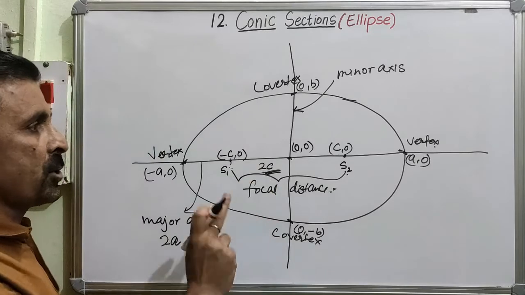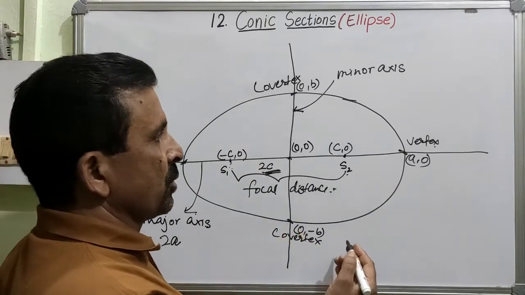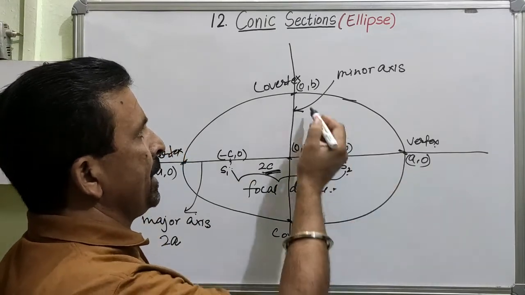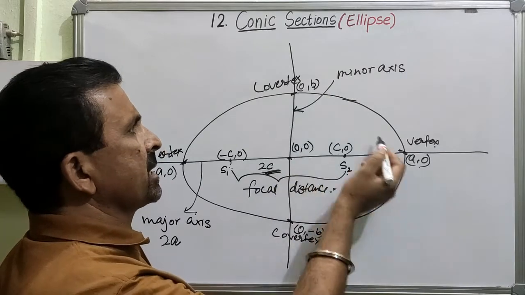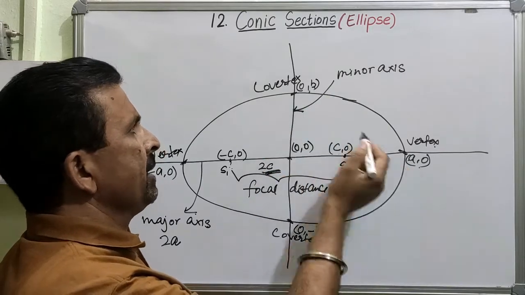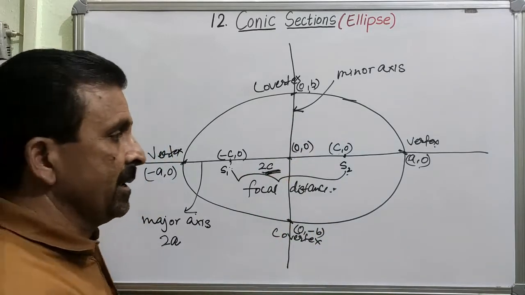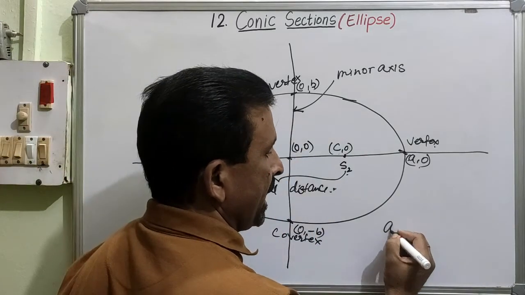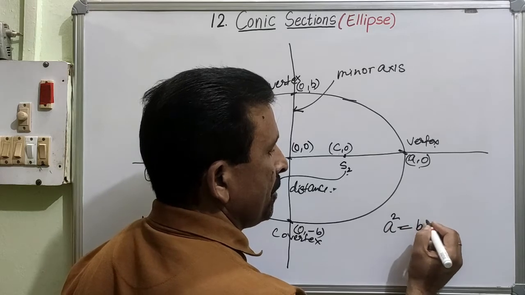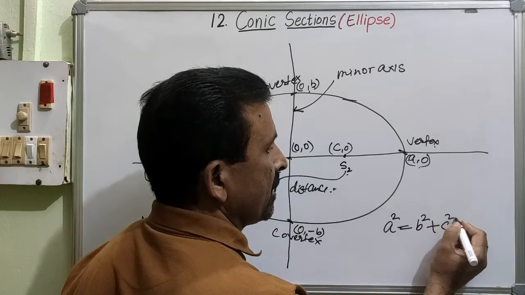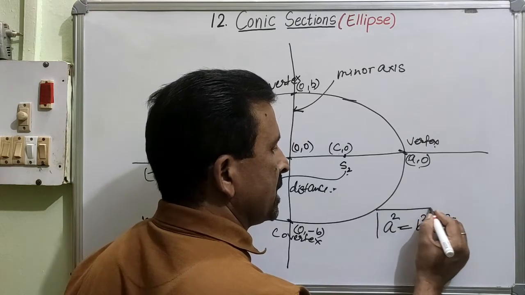Now, on top of all these things, we also need to know that we are using three letters here: A, B, and C. There is a relation between A, B, and C, and that relation is A square is equal to B square plus C square. This is a very important result. Please, we need to keep it in mind.